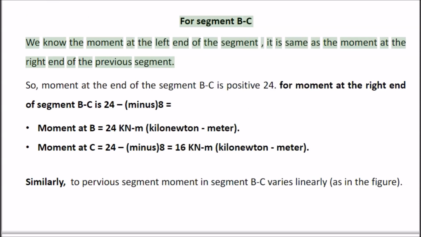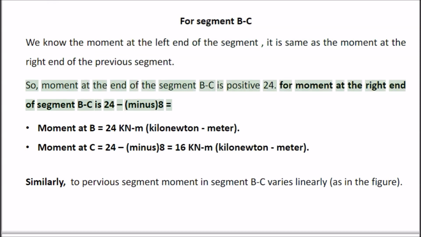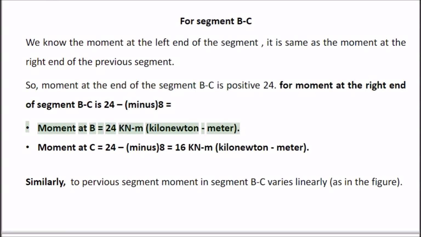For segment BC, the moment at the left end of the segment is the same as the moment at the right end of the previous segment. So the moment at the start of segment BC is positive 24. Moment at B equals 24 kN-meter. Moment at C equals 24 minus 8 equals 16 kN-meter. Similarly to the previous segment, moment in segment BC varies linearly, as in the figure.